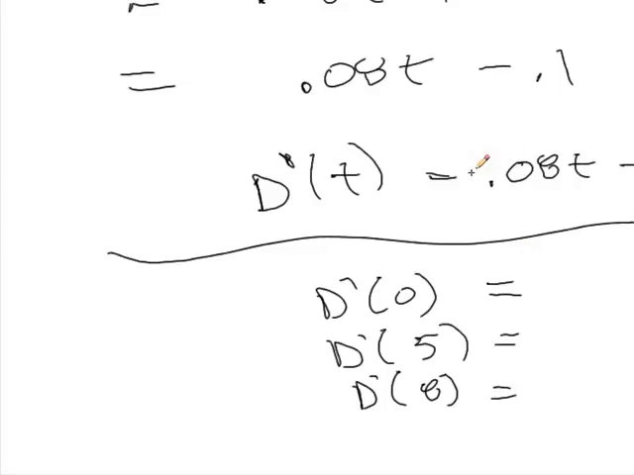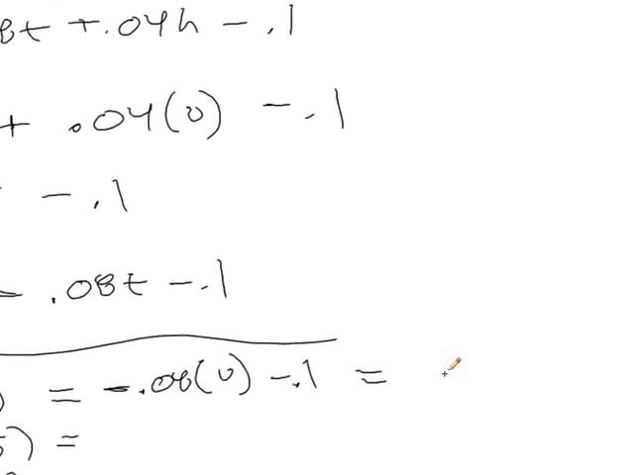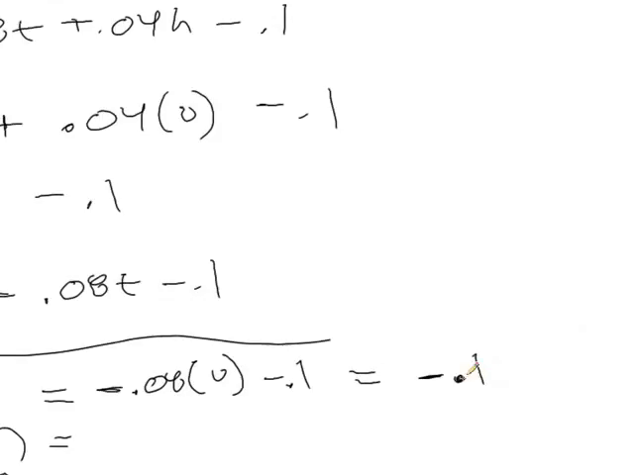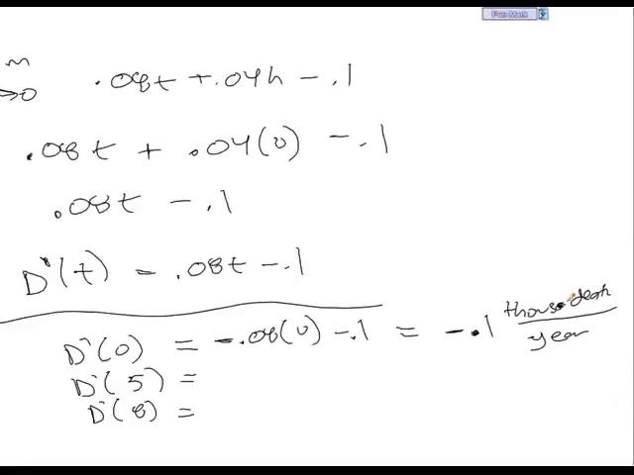So d prime of 0, that just means take my slope function, plug in a time value of 0, and it tells me that at that moment in 1999, my slope was actually decreasing, or the number of deaths was decreasing by 0.1 thousand deaths per year. So that's about 100 deaths per year.